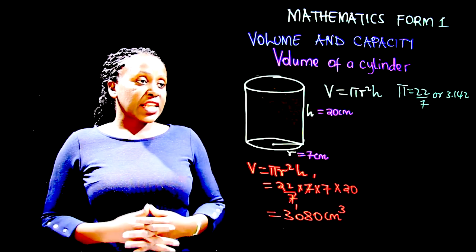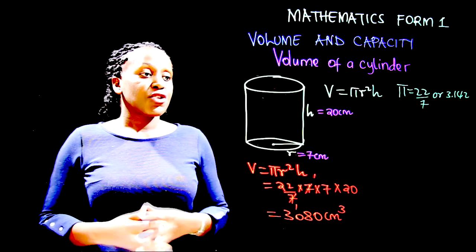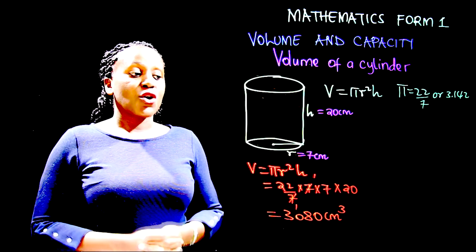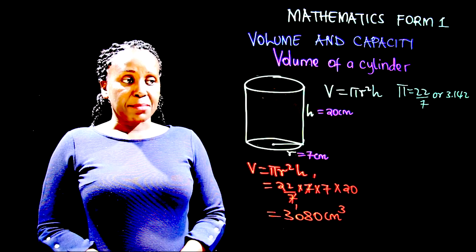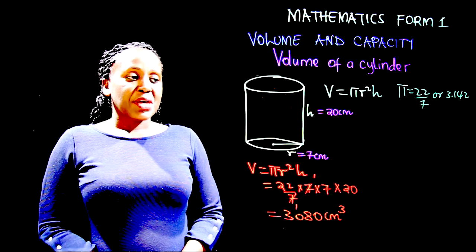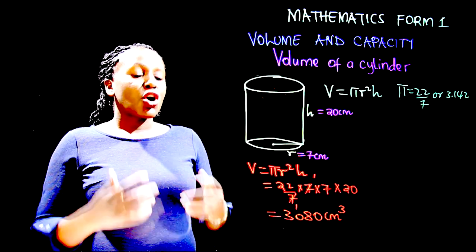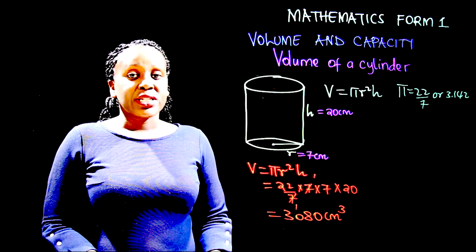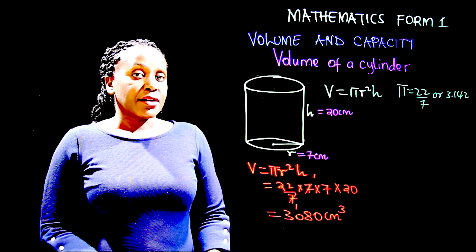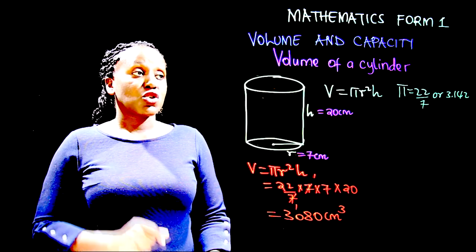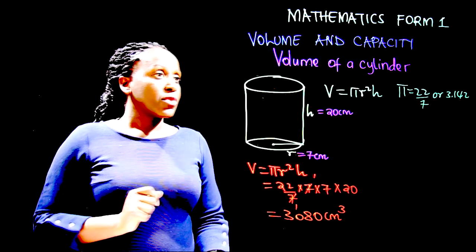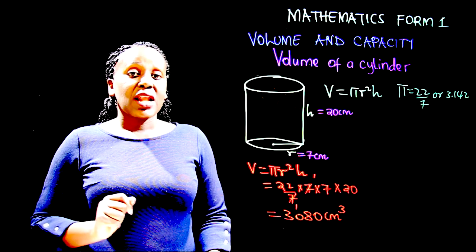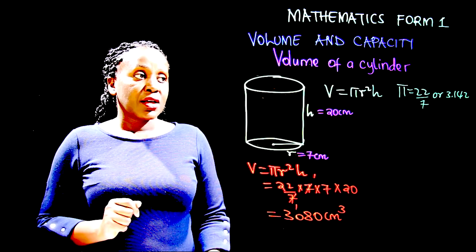What I need you to remember is that whether you are dealing with a cylinder that is closed or one that is open, the formula will remain the same because the amount of space occupied by the cylinder does not change based on whether it is open or closed. What changes is the area. So I know that you can remember what we discussed when determining the surface area of a cylinder, but for the volume, the formula remains the same.